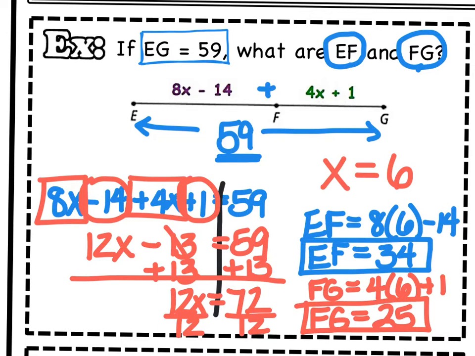Now, there's a really easy way to check your answer, which takes about 2 seconds. If your x was wrong, when you add these final two pieces together, the 34 and the 25, and they don't equal 59, you know that your value of x was incorrect, or you may have plugged into the segments incorrectly. So make sure that you take that 2 seconds to actually check your answer. 34 plus 25 does actually equal 59, so I know that I have answered my problem correctly.